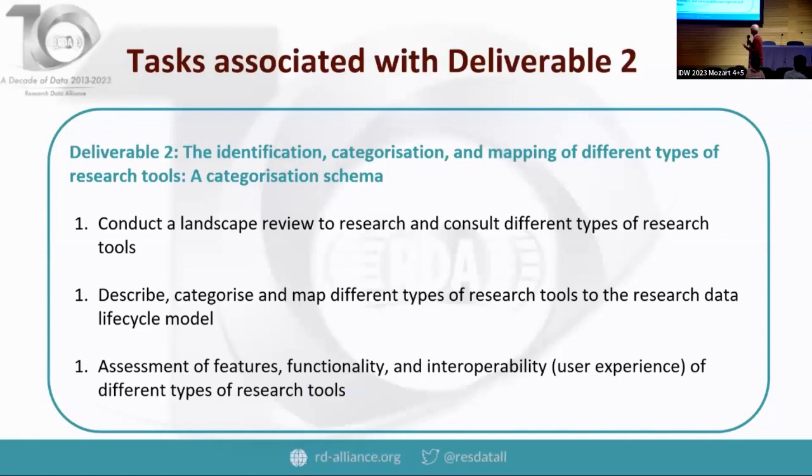What are the tasks associated with deliverable 2? Identification, categorization, and mapping of different types of research tools, a categorization schema. So first, to conduct a landscape review, this is what we'll be doing today, and look at different types of tools. Secondly, describe, categorize, and map the different types of tools to each research lifecycle phase. And then thirdly, going a bit beyond, assess features, functionality, and interoperability of different types of research tools.